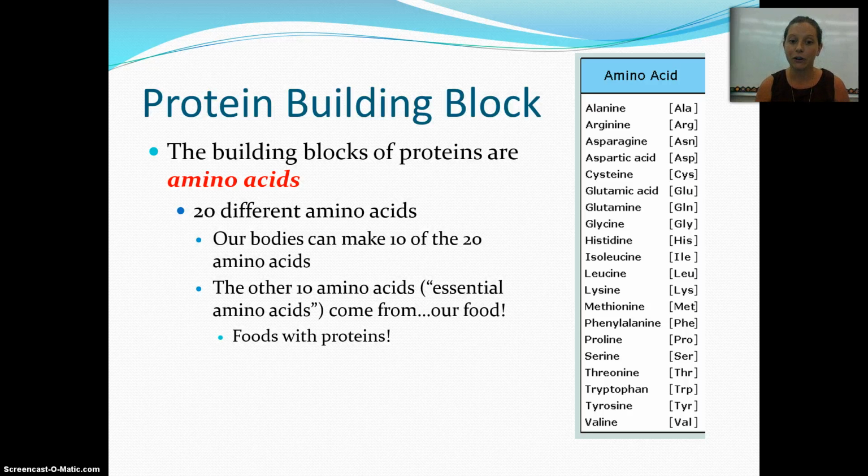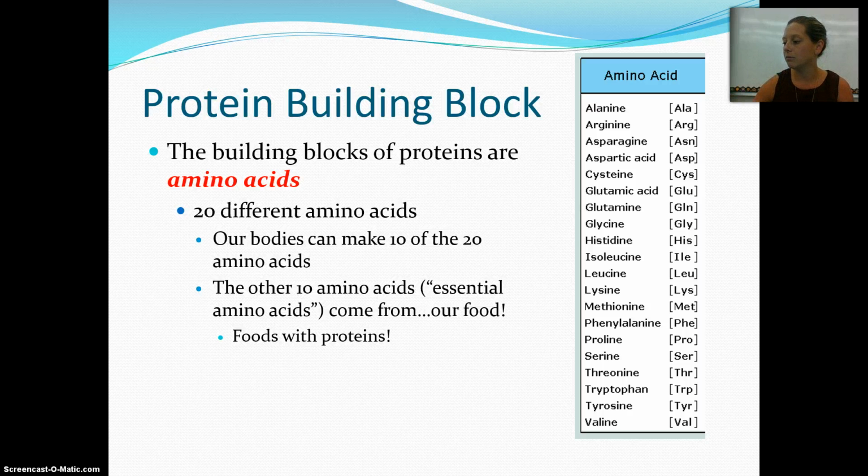We get the other 10 from our food, okay? These are called essential amino acids. This is why it's so incredibly important to eat your proteins, because you have to get those amino acids that your body can't make. You have to get them through your food. So vegetarians who aren't eating meats have to be very careful in what they're eating to make sure that they're getting those 10 essential amino acids from their foods.